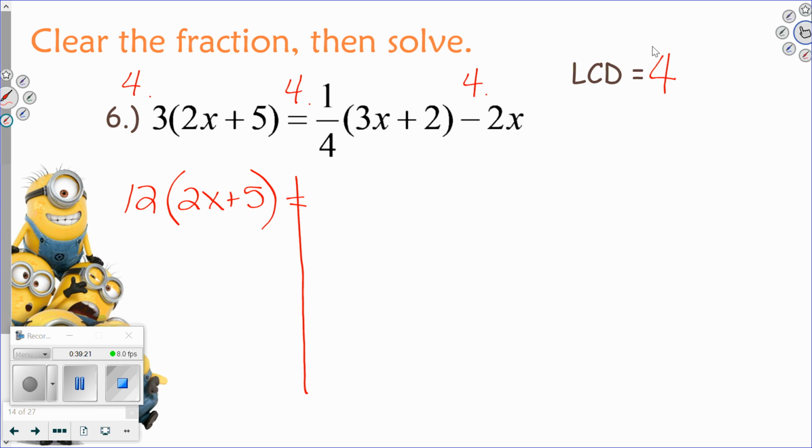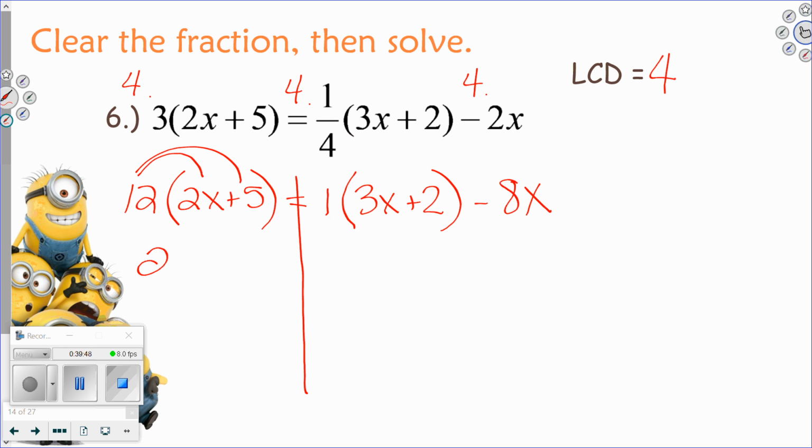Over here, 4 divided by 4 is 1 times 1 is 1. Bring down my parenthesis. And then 4 times 2x, it's going to make that a negative 8x. You don't have to. I just don't want to confuse people by leaving it out at this point. All right, next is distribute.